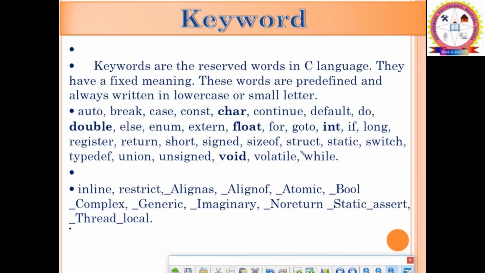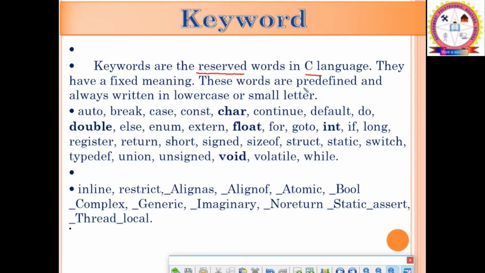So the next type of token is the keywords. So what is a keyword? Keywords are the reserved words in C language. These are reserved for a specific purpose. They have a specific meaning in C language. They have a fixed meaning.